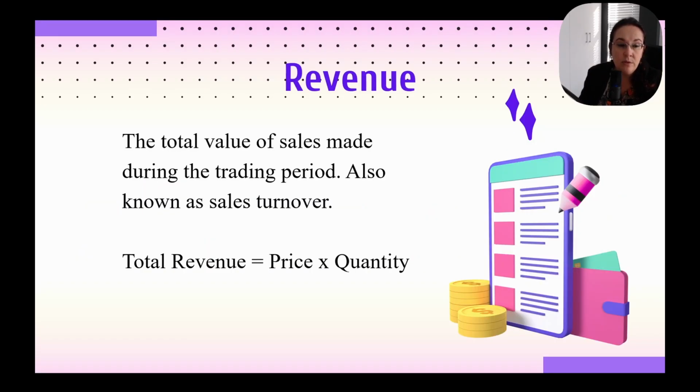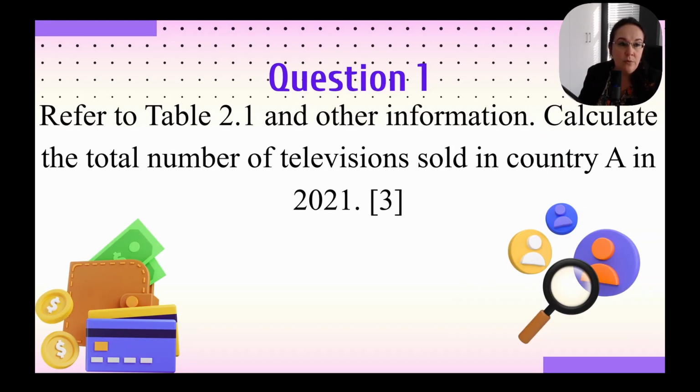Revenue is the total value of sales made during the trading period, also known as sales turnover. The formula for total revenue is price times quantity. Let's look at question 1. Refer to table 2.1 and other information. Calculate the total number of televisions sold in country A in 2021. This is for 3 marks.